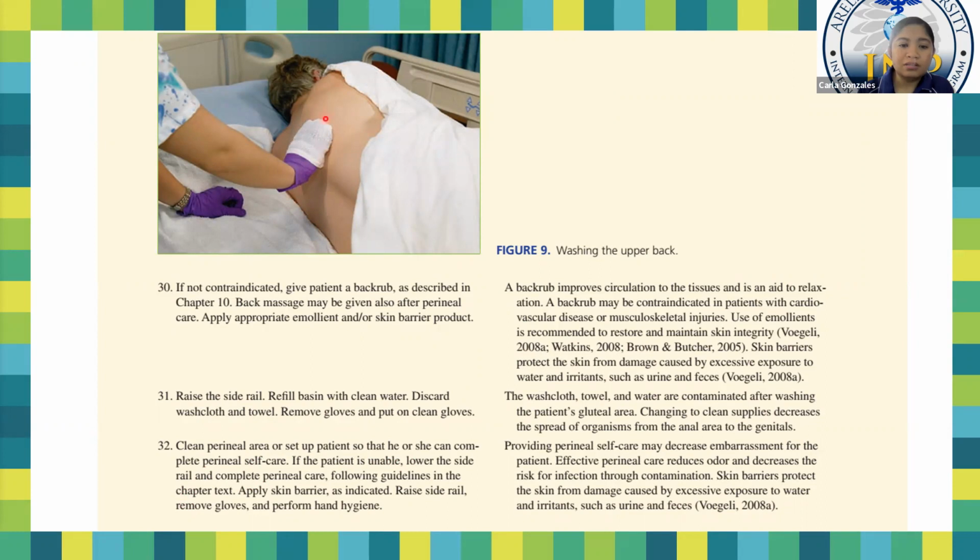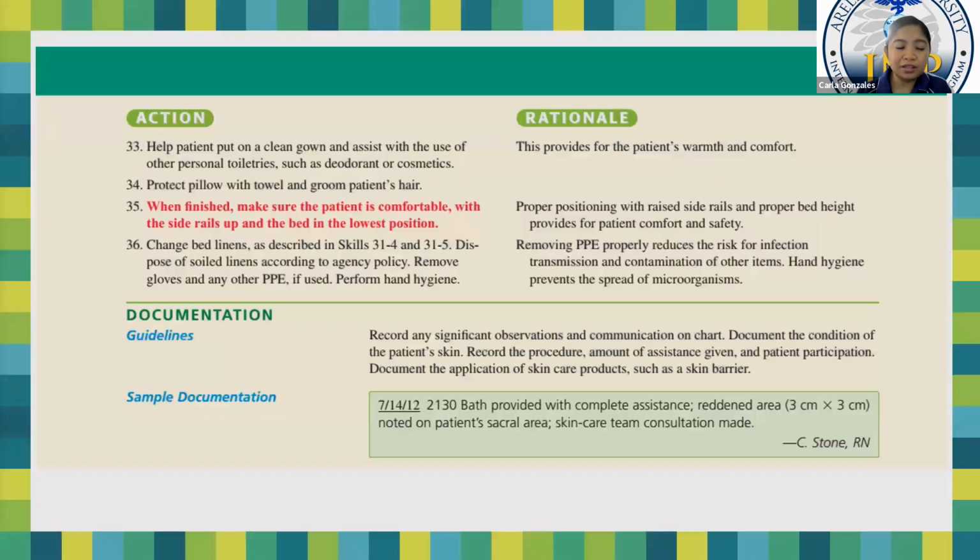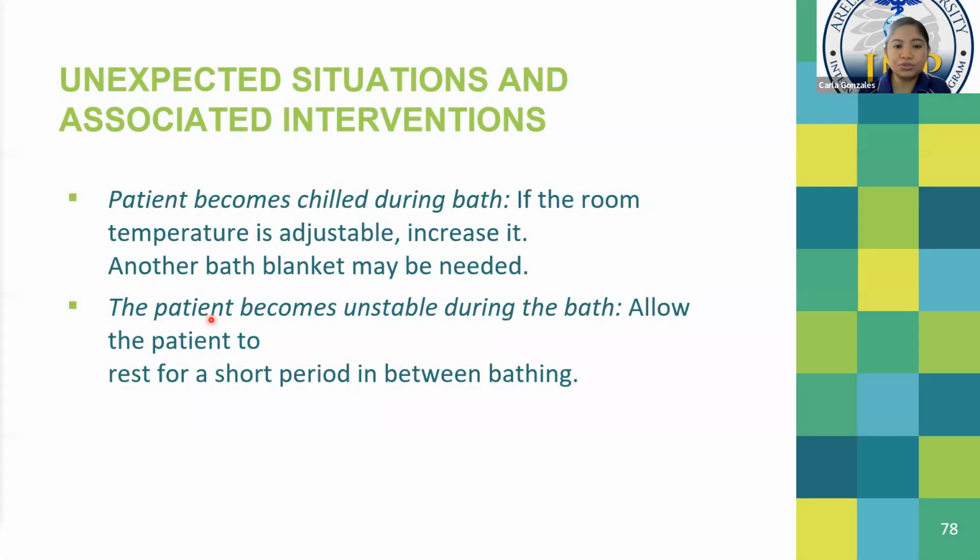Okay. Yeah. So I would like you to read yung steps, and then also watch the video on how to properly do yung bed bath. So some unexpected situations. So during your bed bath, the patient suddenly becomes chilled during bath. So you check the temperature. So actually, even before you start with the bed bath, you have to adjust yung room temperature. So you can place another blanket if needed.